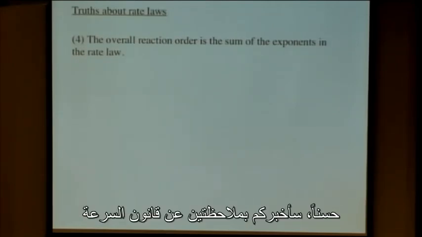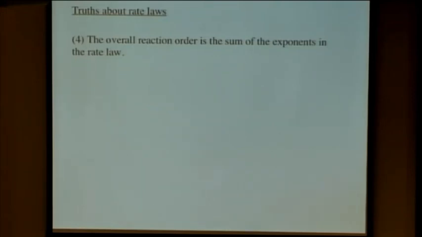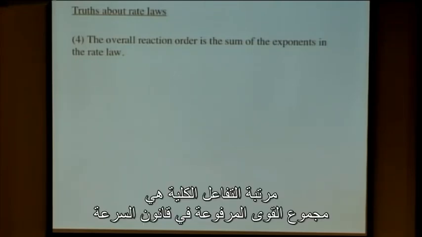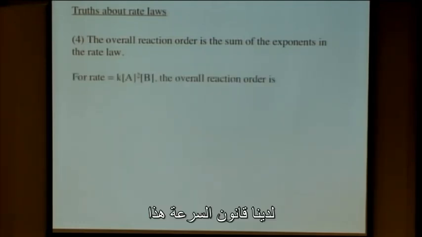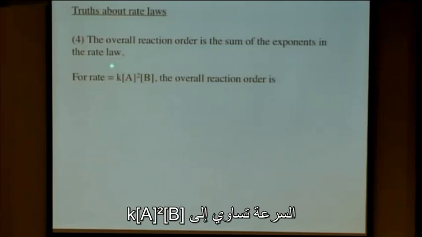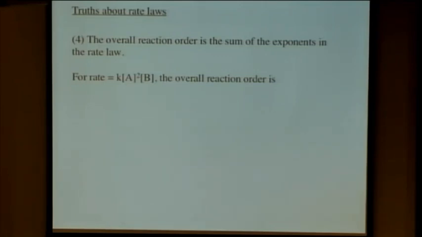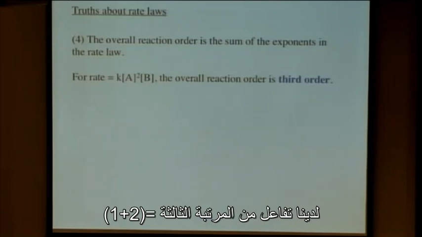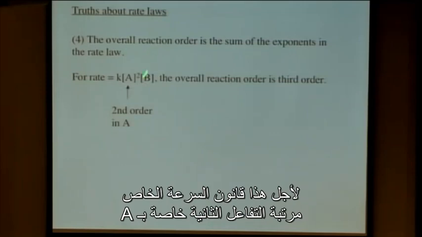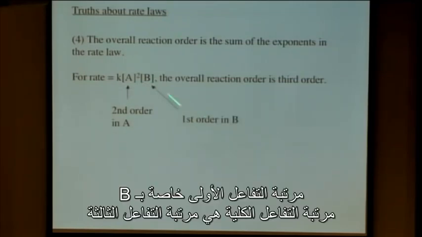All right, a couple more things that are true about rate laws. The overall reaction order is the sum of the exponents in the rate law. So if you had this rate law, rate equals k times A to the 2, second order, and B to the 1, the overall order for this would be 3. So we have third order, the sum of 2 plus 1. For this particular one, you're second order with respect to A, first order with respect to B, third order overall.